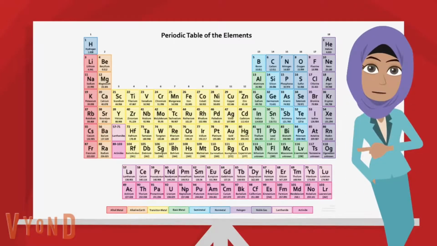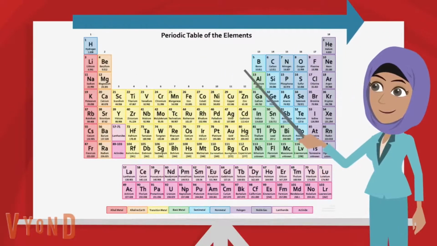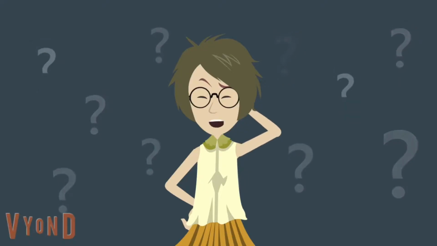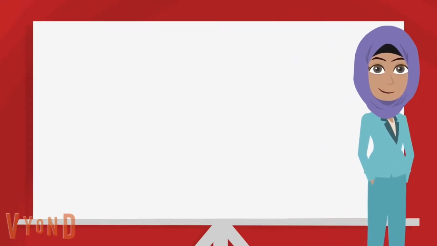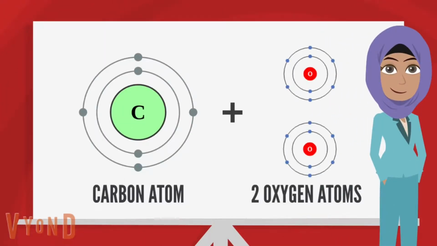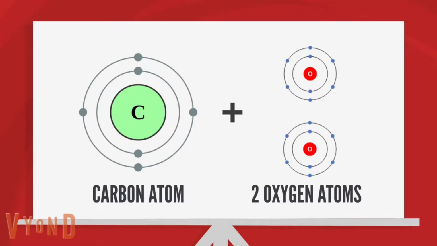Let's take a look at the periodic table of the elements, shall we? So across the periodic table, which is from the left to the right, electronegativity increases. But why, teacher? So let's take a look at this example. Carbon and oxygen are from the same period. One carbon atom and two oxygen atoms combine to form a chemical compound. Oxygen atoms attract electrons to itself from carbon. This is because oxygen is more electronegative compared to carbon.